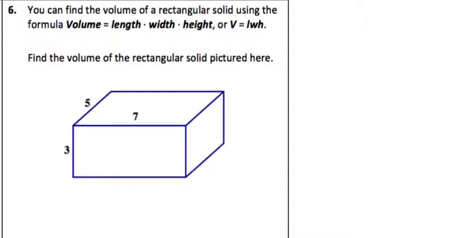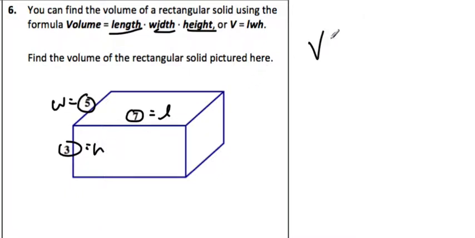Final problem: you can find the volume of a rectangular solid. It's telling you by taking the length times the width times the height. Remember, those dots are multiplication. Find the volume of the rectangular solid here. So length would be this guy. Width would be 5, and then this guy we'll call the height.